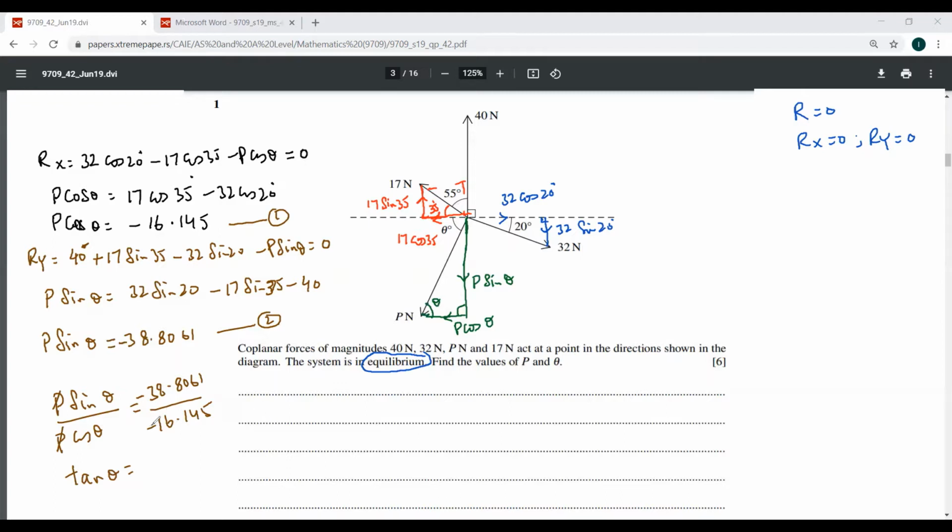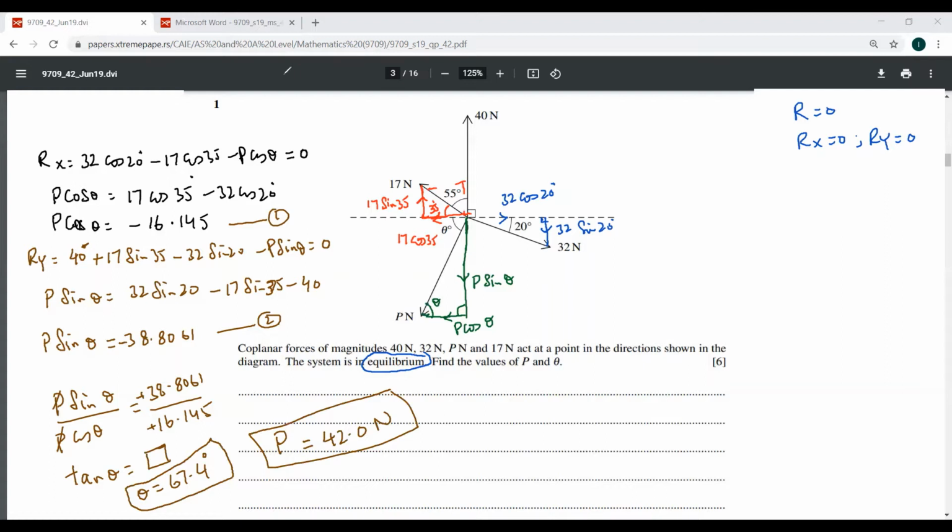So this is going to be cancelled with this. So tan theta is going to be equal to something. And what is going to be this theta now? Tan inverse of this, 67.4 degrees, correct to 1 decimal place, okay? So you put this theta into any one of these two, so you get your P equal to 42.0 newtons. So that is your P and this is your theta.